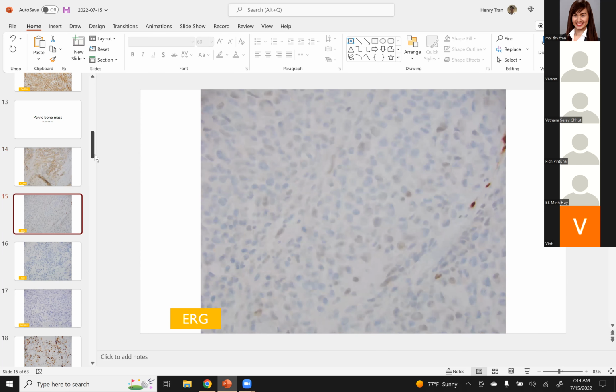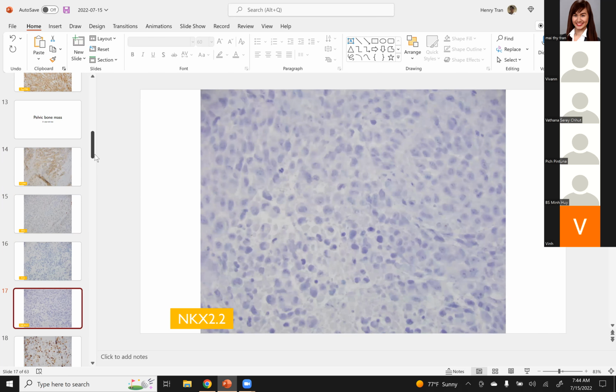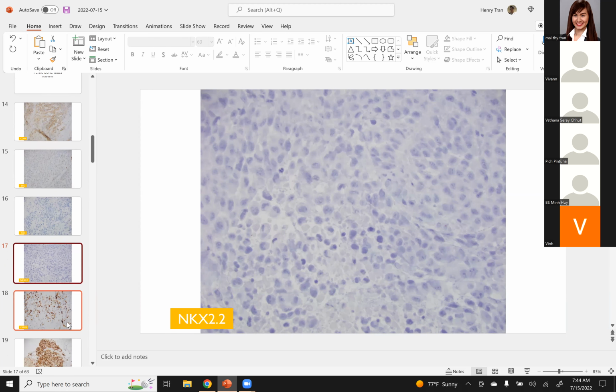They also ended up doing ERG, which is one potential partner of EWSR1, and that's negative. FLI1 is the more common gene partner. We also have IHC for that, and that's negative. Nowadays, a lot of people are using NKX2.2 as a surrogate marker for Ewing sarcoma, and that was negative. So right now, the histology is kind of Ewing-like in some ways, but we don't have molecular support, we don't have IHC support, so let's keep going on.